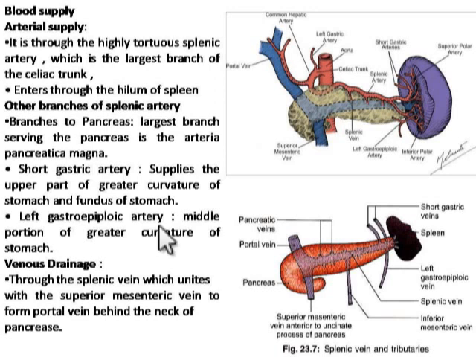We have the venous drainage portion. In venous drainage, the splenic vein is formed at the hilum of the spleen. It runs a straight course behind the pancreas and it joins the superior mesenteric vein behind the neck of the pancreas to form the portal vein. Its tributaries are the short gastric, left gastroepiploic, pancreatic and inferior mesenteric veins.